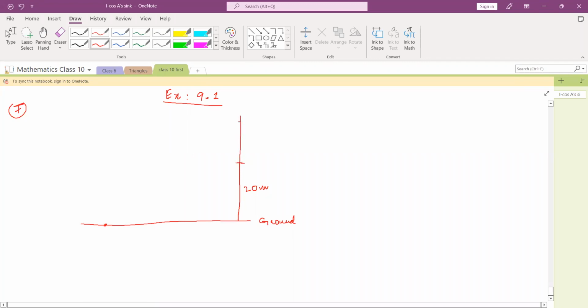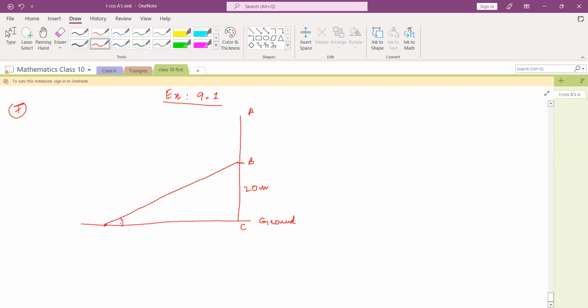Let's say this is the height of the tower. I can give it some names, A, B, C, right? So tower is this AB. AB is the tower. Getting it? And BC is the building. Okay. Yes, ma'am. The angle of elevation of the bottom. So if you are looking at the bottom of the tower, then this angle of elevation will be how much? 45 degree, right?